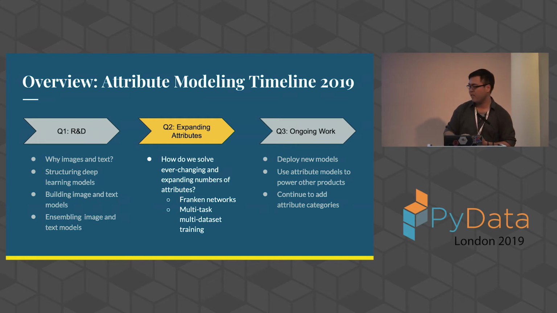I'll talk through two processes. One is a process to physically add on new attribute task heads that I'm currently calling my Franken network process. The team hasn't actually vetted that name, so we'll see if it sticks. The second is a process that we built out to do multitask, multi-data set training, which allows us to very easily add on or train those new task heads. Q3 is just going to be wrapping up the presentation and saying what we have going on on the horizon.